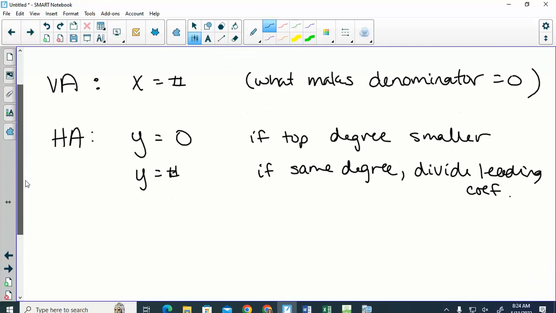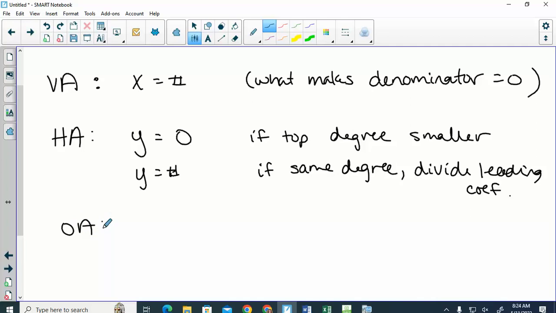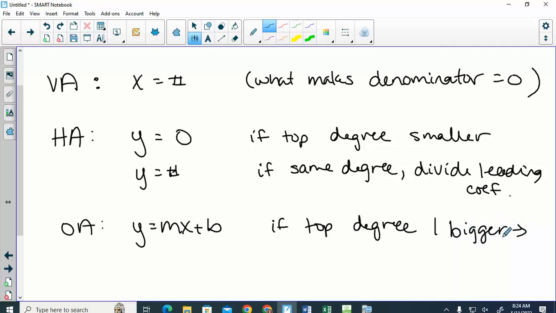When do we get an oblique asymptote? Those will be a full line, y equals mx plus b, if the top degree is one bigger, and in that case we divide the leading coefficients. Oh, sorry, we don't divide leading coefficients, we do long division, sorry. I think I was looking at what I wrote from the previous one.